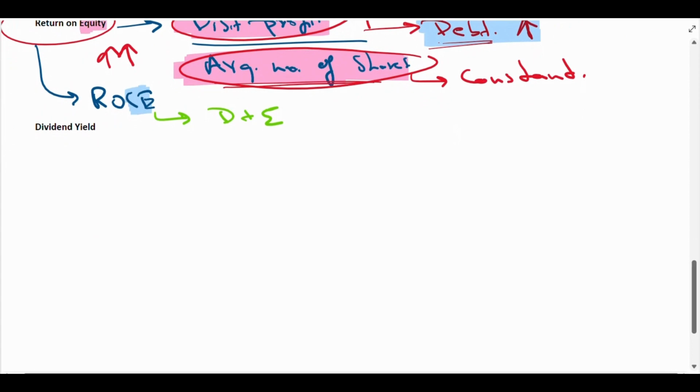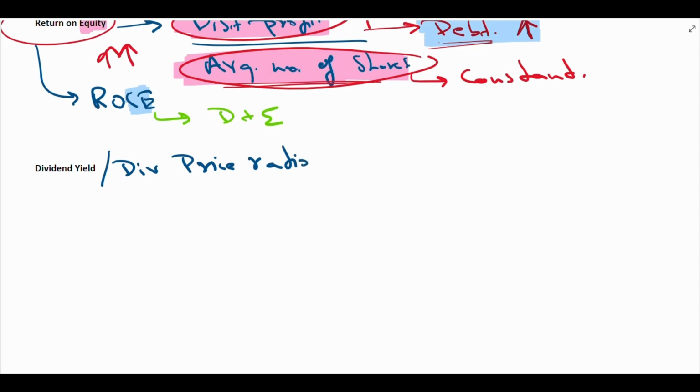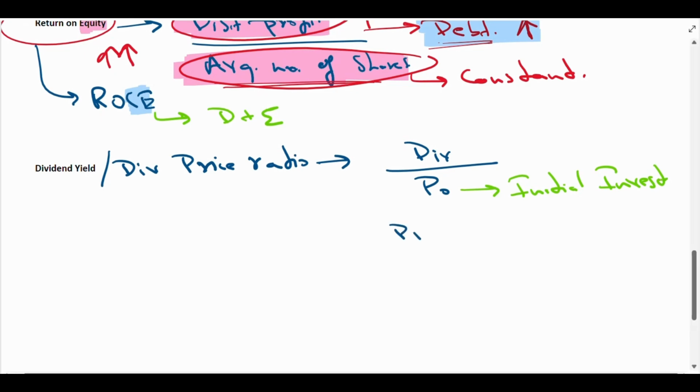Okay, now moving ahead, let's create some room for this particular ratio, dividend yield. Now, dividend yield is also known as the dividend price ratio. The formula for this is dividend divided by P0. Now, what is this P0? The P0 is the initial investment, and P1 becomes our current market price per share.